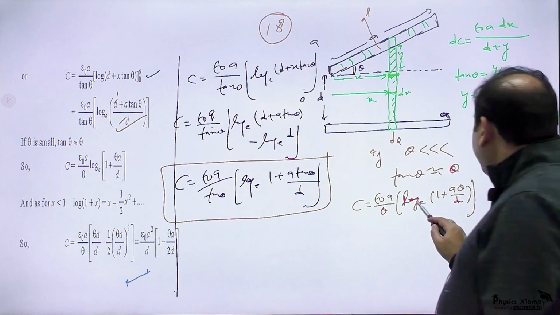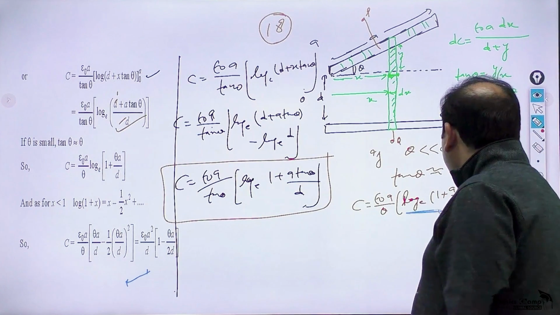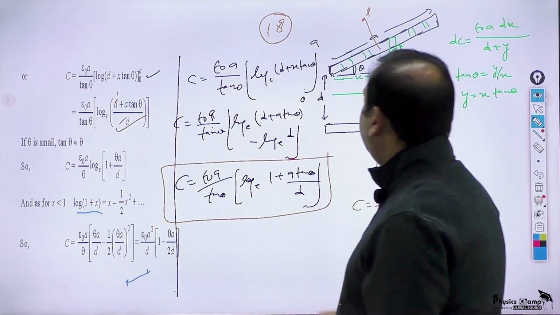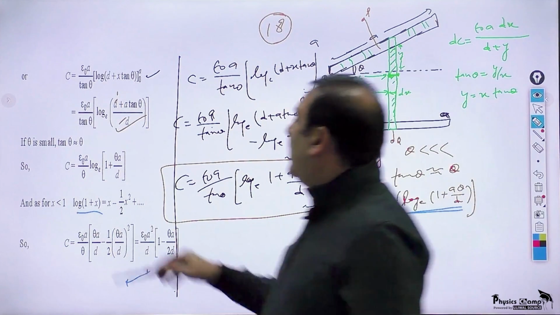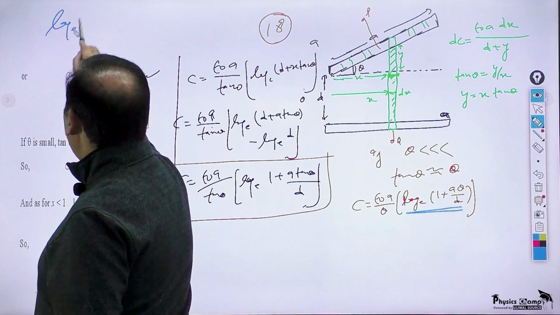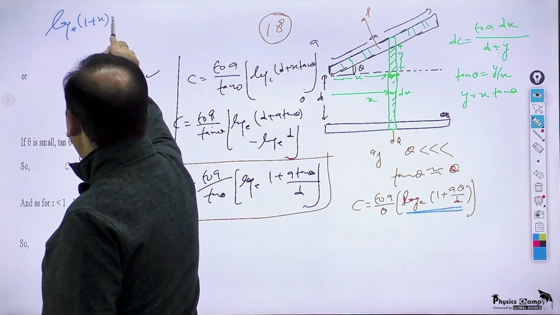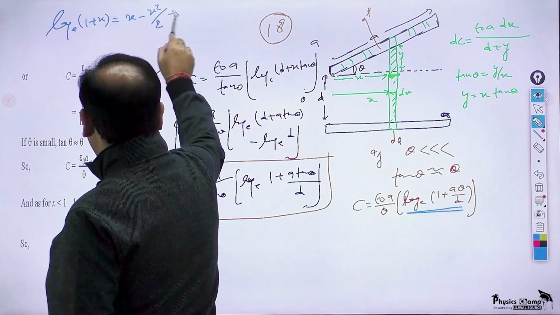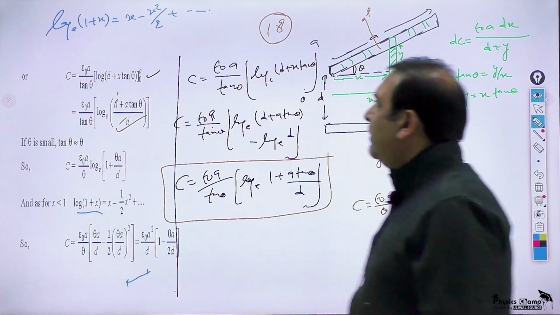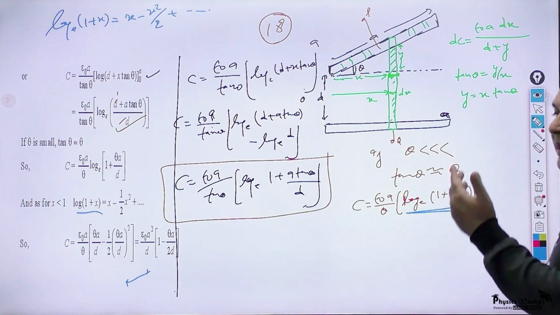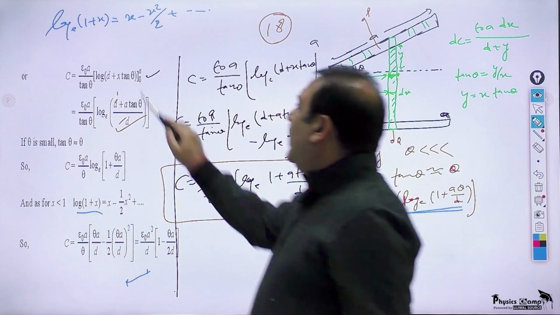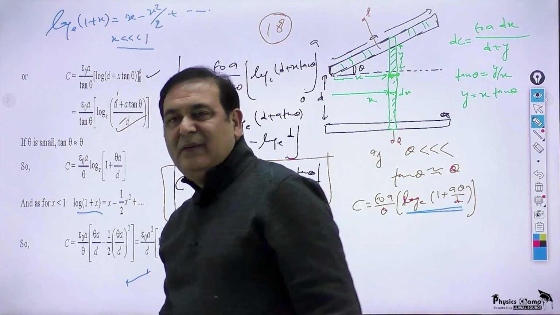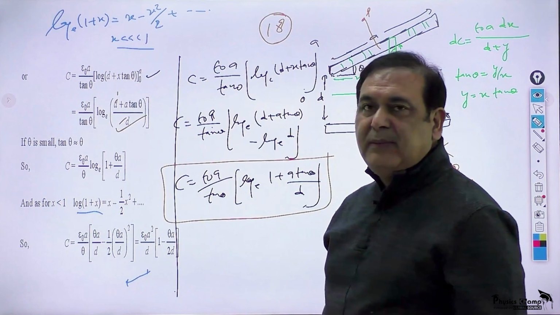And if I expand this log base e (1 + a theta by d), the expansion of log base e (1 + x) is x minus x square by 2 plus so on. But for small values of x, where x is very, very small compared to 1, the higher terms are negligible.